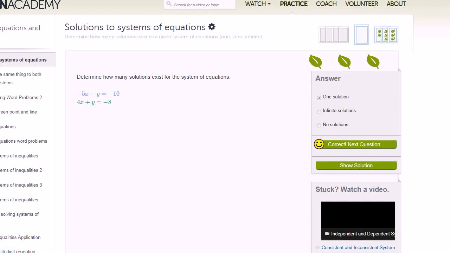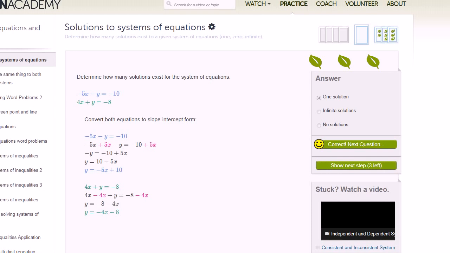And you can check your answer and look at the solution just to verify, and I encourage you to do this. You see the blue one in slope-intercept form is negative 5x plus 10, and the green one is negative 4x minus 8. So different slopes, they're definitely going to intersect in exactly one place. You're going to have one solution.